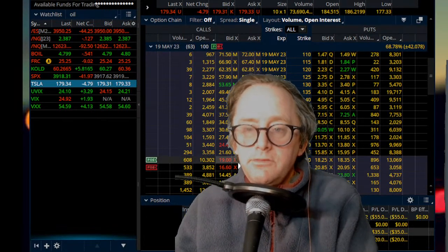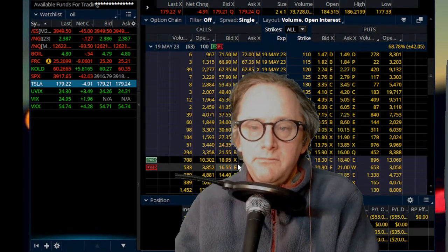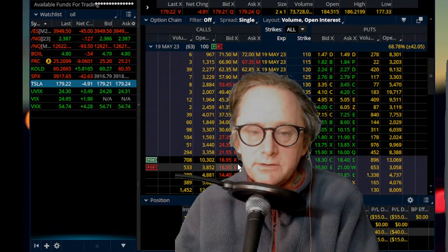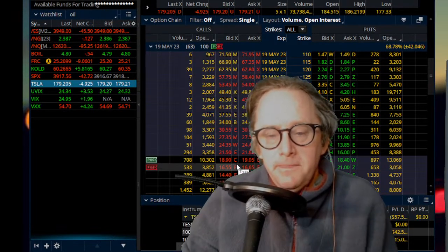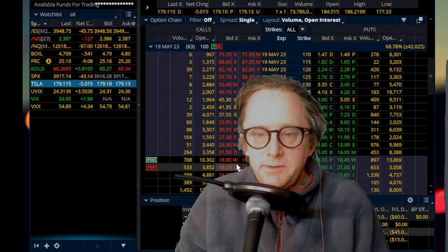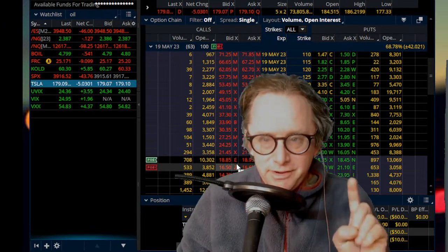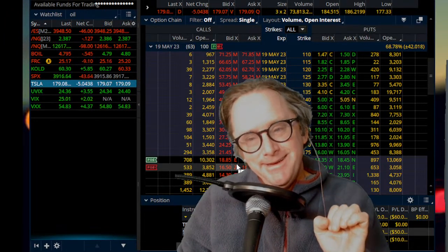Now, less liquidity doesn't mean that you can't make money. In fact, you can often make money in less liquidity situations because there's less efficiency there, right? There's less people paying attention. There's less people trading it. And if you can execute, which is a big if, you can make money.